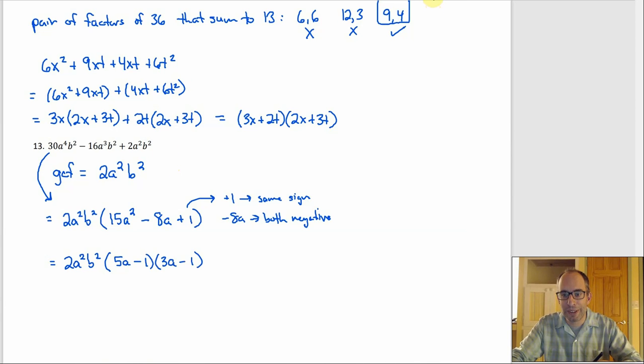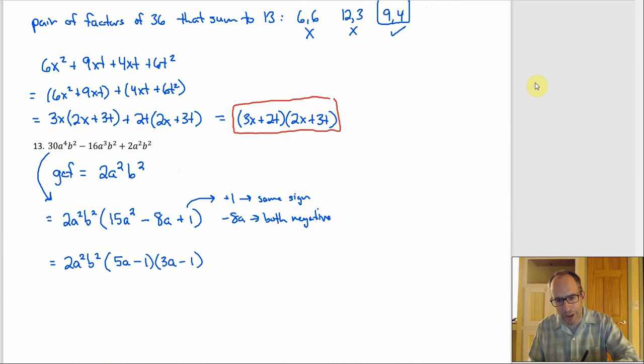So yeah, looks like we got it. So that's another one where it looks crazy at the beginning, but if you factor out the greatest common factor, it ends up not really being that bad.